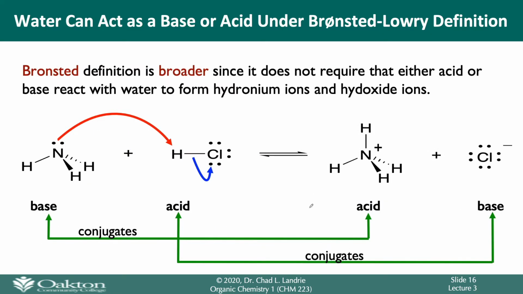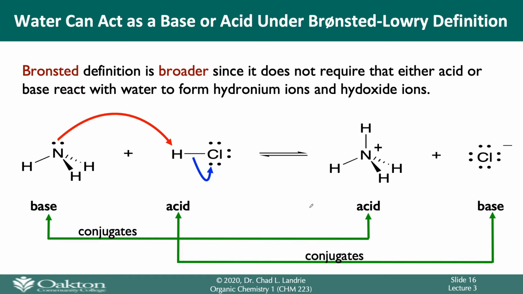So a logical question is, why do we need multiple definitions of acids and bases? This example illustrates the power of the Bronsted definition. Here we have an acid-base reaction, and notice that there's no water. We're not producing any hydronium or hydroxide as products, and so the Arrhenius definition wouldn't work here. But we can still define the reactants as a base and an acid using the Bronsted definition.